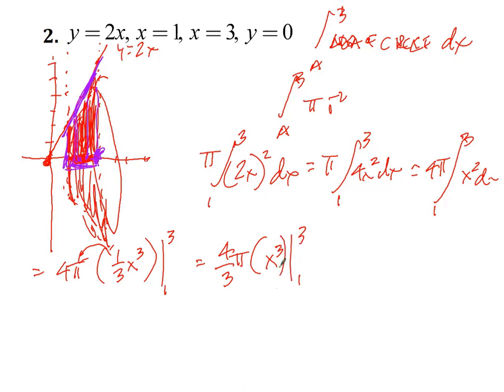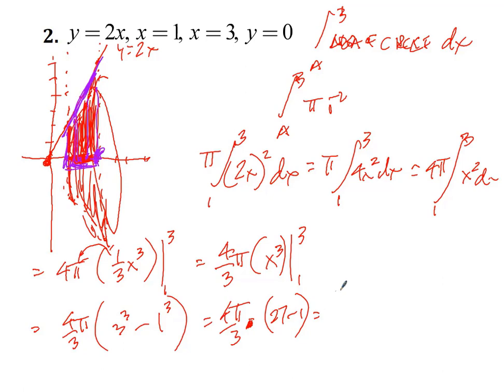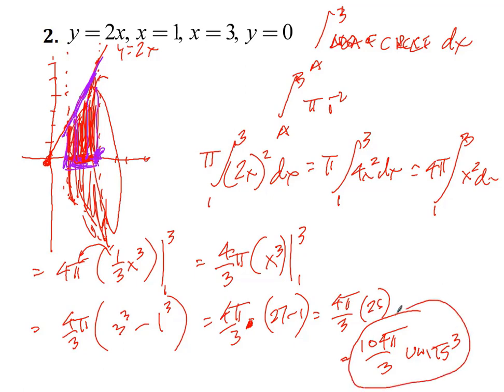So we just have to worry about the x cubed of plugging in 3 and 1. We still have this 4/3 pi out front. So it's going to be 3 cubed minus 1 cubed, which is 27 minus 1. So you get 4 pi over 3 times 26, which is going to be 104 pi over 3 units cubed. Awesome.